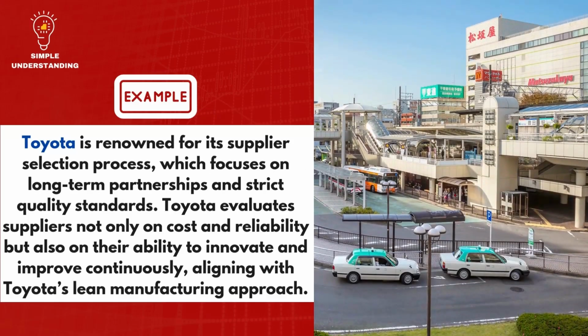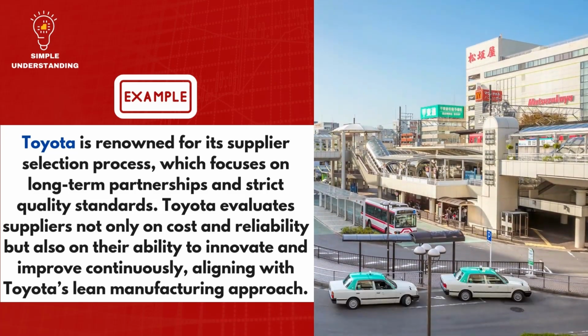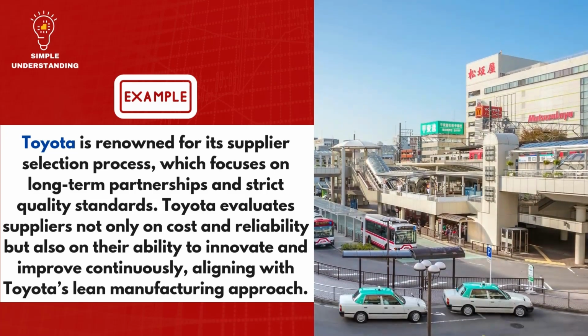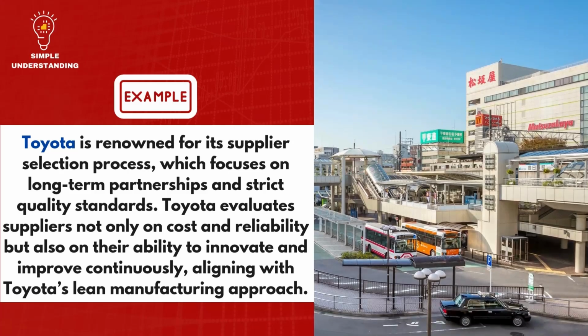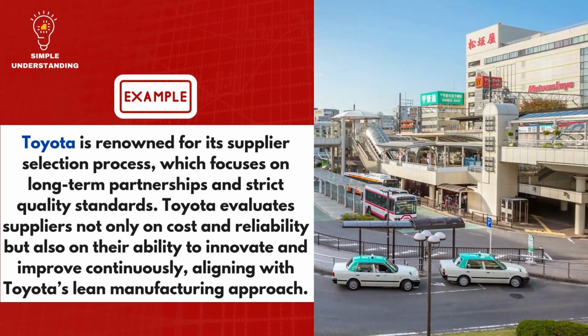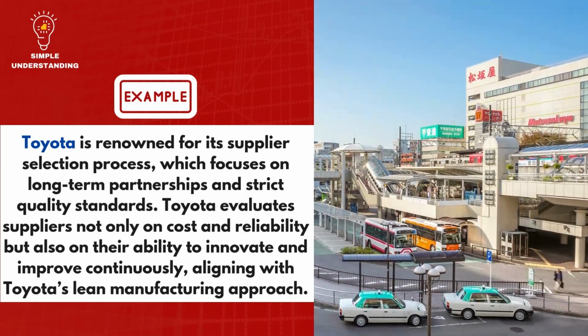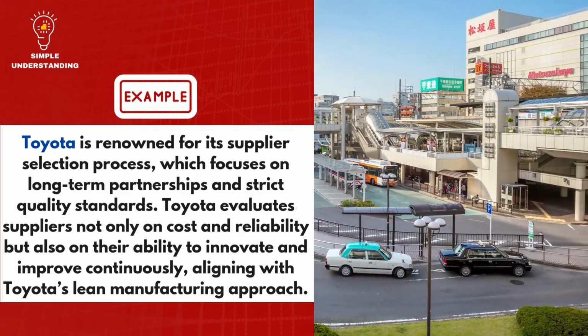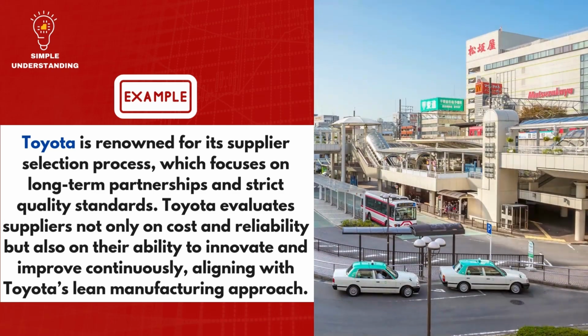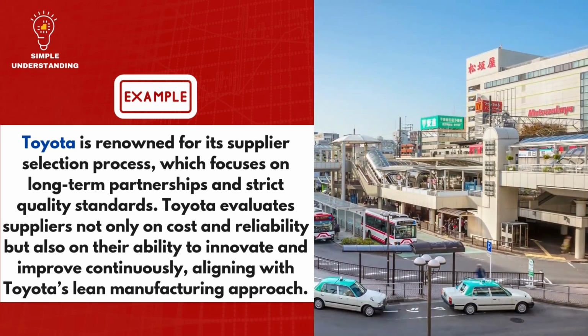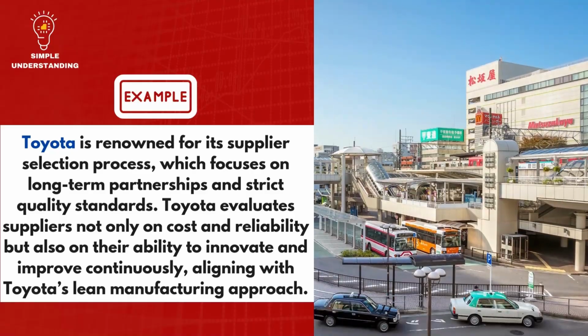Real company example. Toyota is renowned for its supplier selection process, which focuses on long-term partnerships and strict quality standards. Toyota evaluates suppliers not only on cost and reliability, but also on their ability to innovate and improve continuously, aligning with Toyota's lean manufacturing approach.